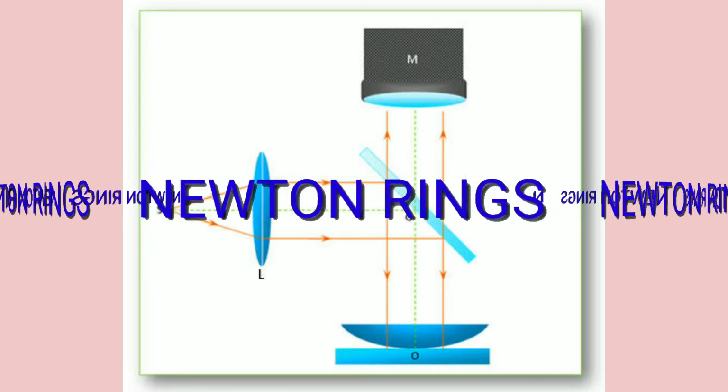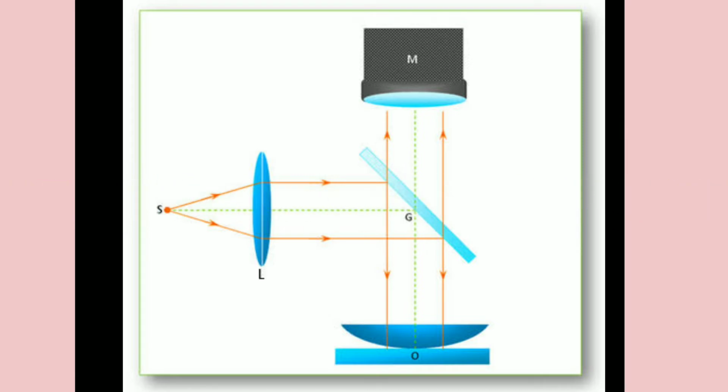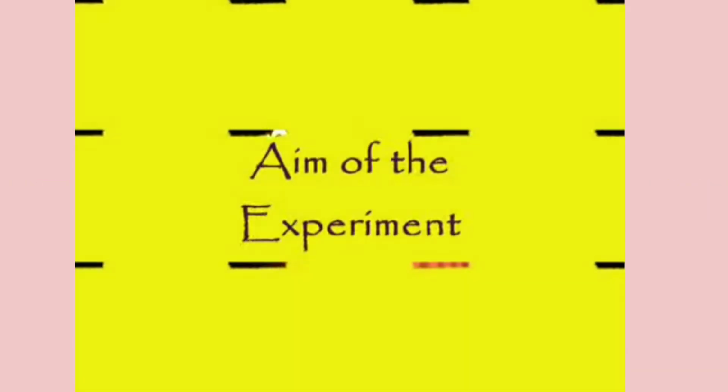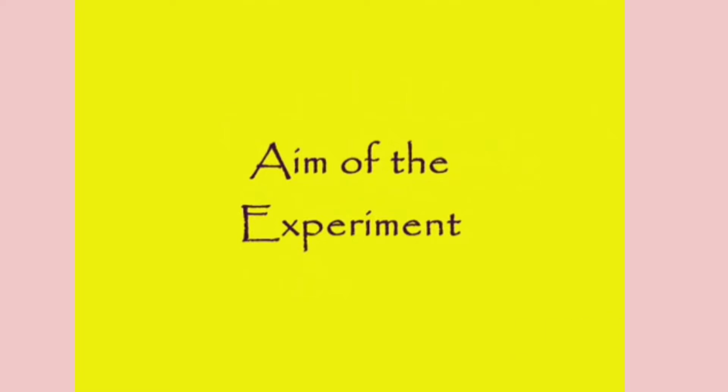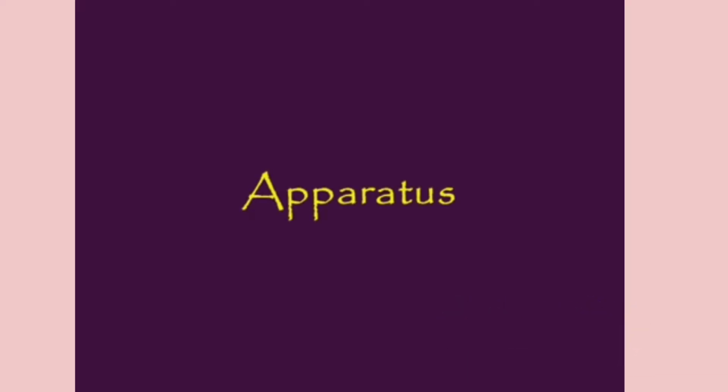Welcome my dear friends. Today our experiment is Newton's rings. It is the example for interference of light. Theme of the experiment: to determine the radius of curvature of a given lens by forming Newton's rings.